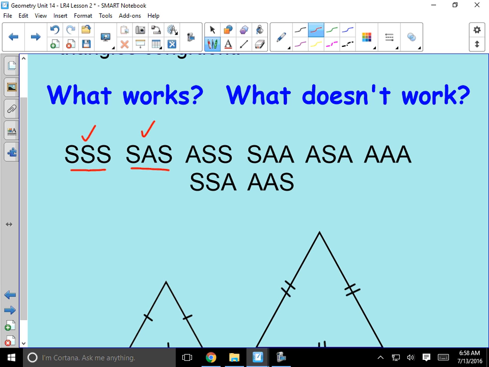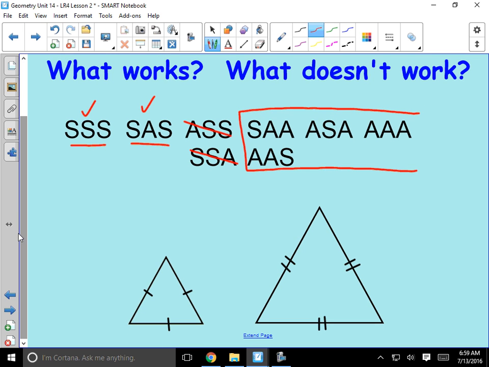Now, based on our last lesson, we know that side-side-side works. We know that side-angle-side works. Now, there's some that we know that don't work based on our last lesson. We know that angle-side-side does not work, and its counterpart side-side-angle does not work. So far we know that in this picture, the first two work, the next two don't work, and what we're going to look at today is investigate these last four possibilities and see what works and what doesn't.